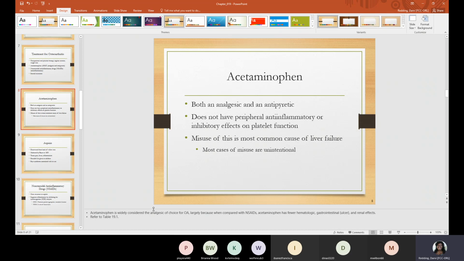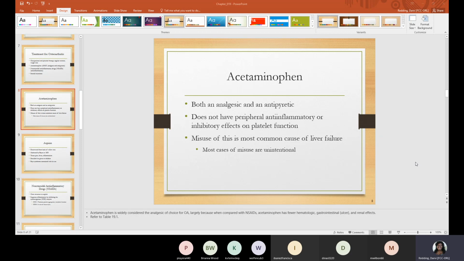Now, acetaminophen is widely considered the analgesic of choice for osteoarthritis, largely because when compared with NSAIDs, acetaminophen has fewer hematologic and GI ulcers and renal effects. So that means the acetaminophen is not going to mess with the platelets, meaning it's not going to thin the blood or cause ulcers in the stomach, because it's not going to mess up the inner lining of the intestine, and it's not going to have negative effects to the kidneys. However, it's really important that it's taken as directed because it can affect the liver.